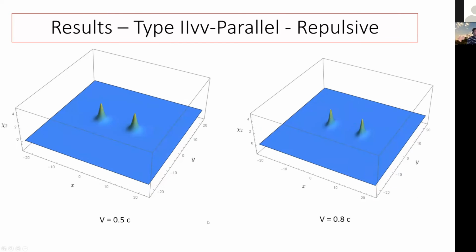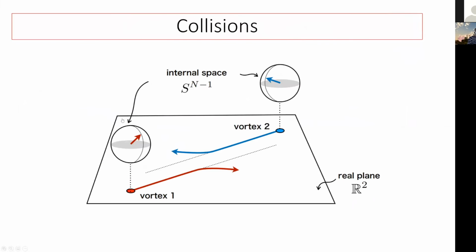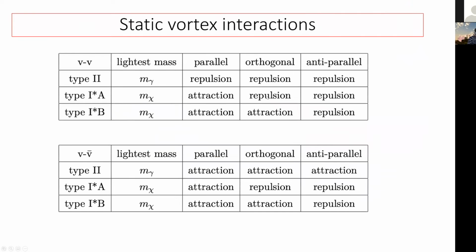Let's do the same thing for the repulsive channel. Now I am at the type 2. Now I expect these parallel vortices to be repulsive. Just to show you back, I am in the type 2, while before I was in the type 1. Before I had them attractive, now I have them repulsive, but still parallel.